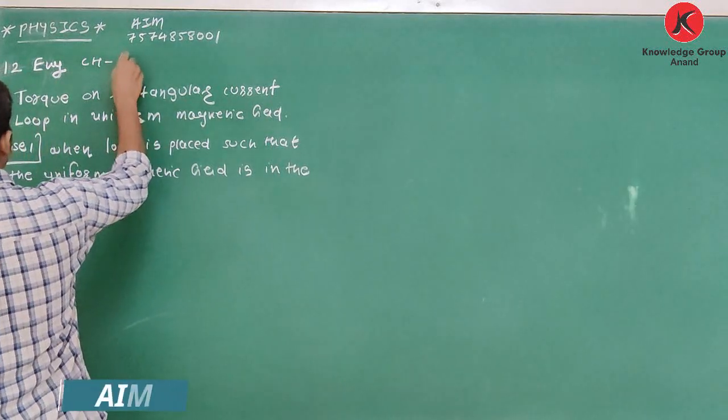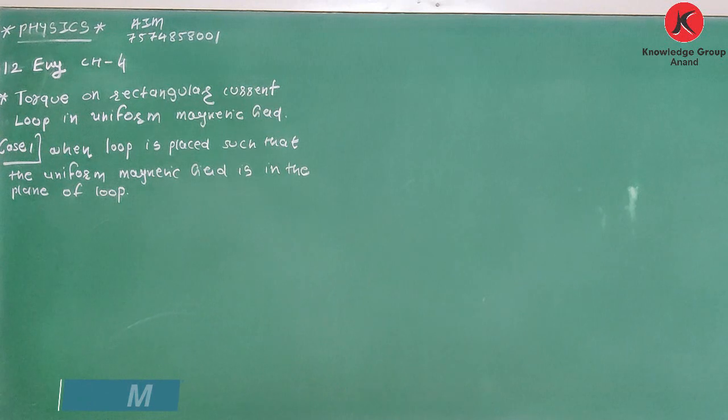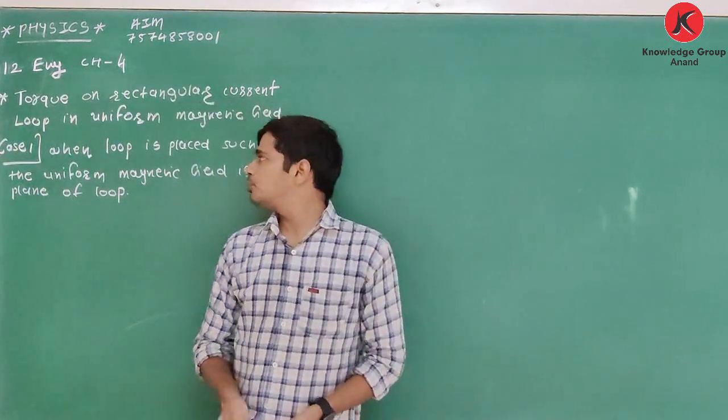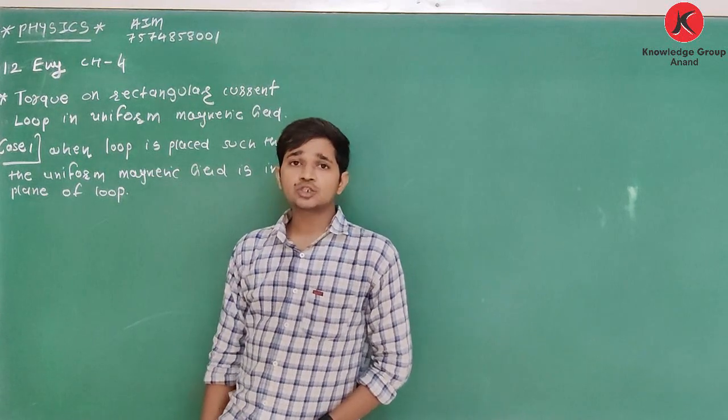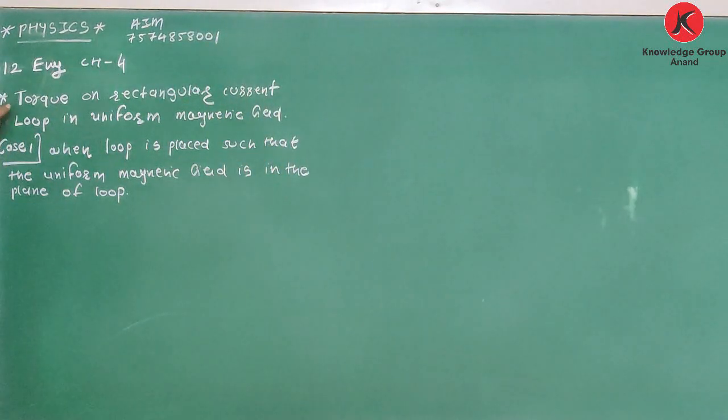Today's topic is torque on a rectangular current loop in a uniform magnetic field. It is one important topic. In this topic, we will consider two cases. First, the title: torque on a rectangular current loop in a uniform magnetic field. Case 1: when the loop is placed such that the uniform magnetic field is in the plane of the loop.